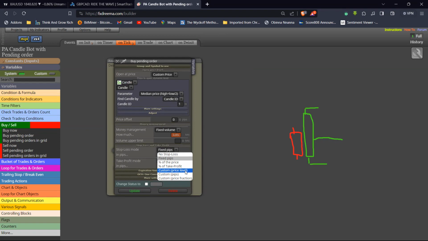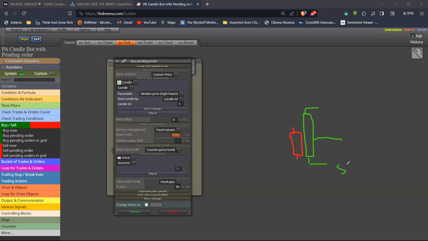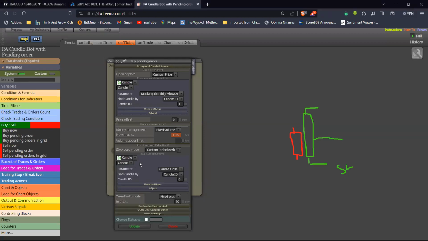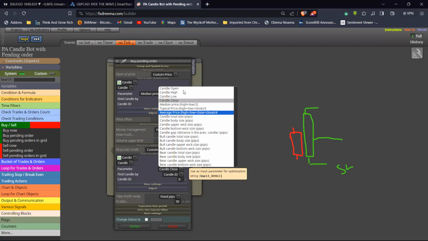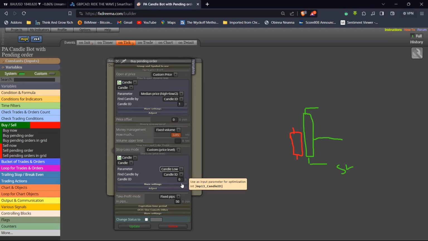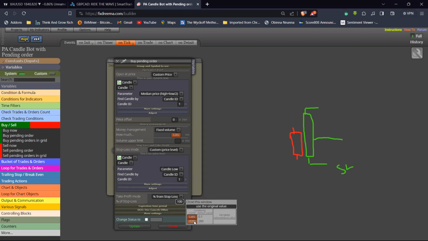Okay, so remember we want our stop loss to be, in this case, this would be our stop loss, the low of the candle. So what we're going to do is select custom price level, select candle, and look at candle low. Okay, because this is a buy signal, our stop loss is the candle low of candle ID 1. Okay, and then for take profit, remember we want to use a percentage, our take profit based on the percentage from stop loss. So we're going to select this and select our 200%. You can obviously refer to the last video if you don't understand this, okay? And then that's the condition.